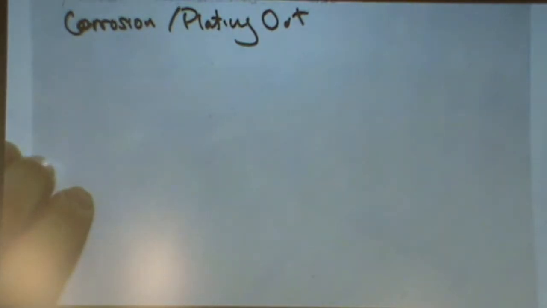Corrosion and plating out. Okay, which one of these is oxidation, anyone? This is oxidation, this is reduction. Which one of these happens naturally? Corrosion, yeah, plating out. What kind of cell would that be, generally?